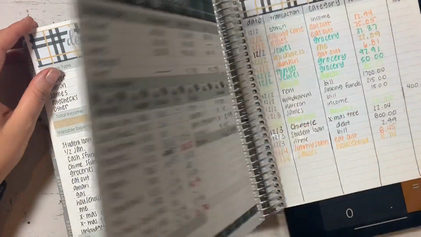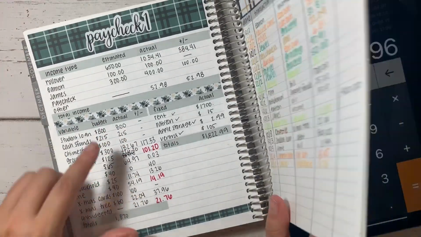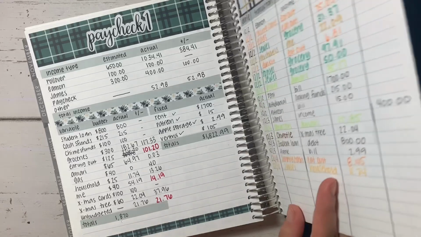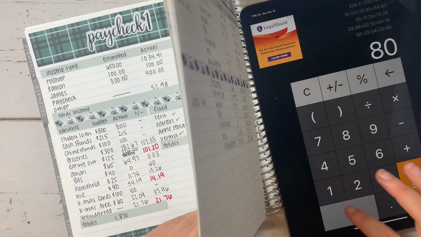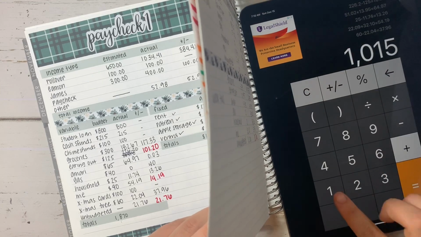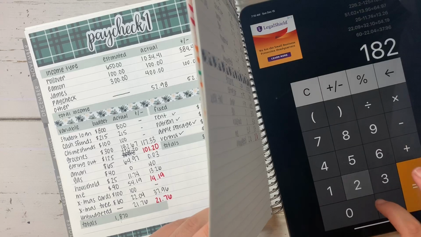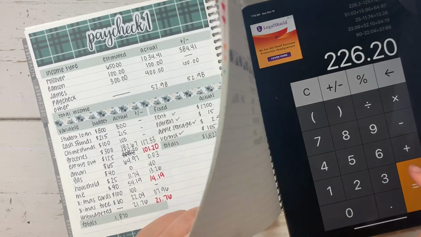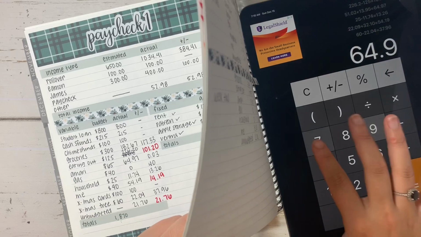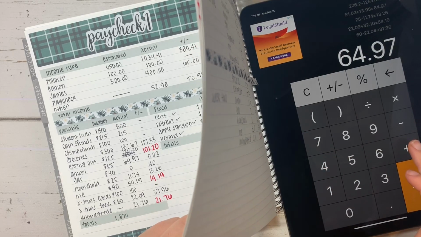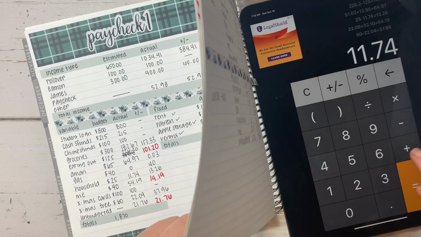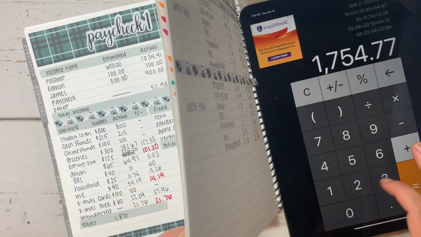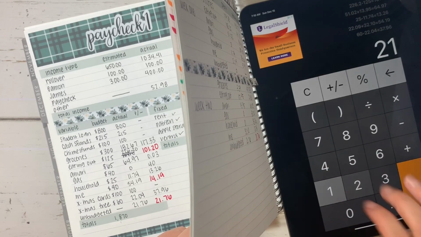Now, I wanna add up my actual category and see how much that totals. I have a total for my budgeted. I would like to see what the actual is, and then how much I was over or under. So when I'm adding it up, we have $800 for student loans, $215 for cash sinking funds, $100 for Chime, $182.67 for groceries, $226.20. That is so bad for eating out. Amari is at $64.97. Gas is $0. Household is $11.74. Myself is $54.19. Christmas cards $100. Christmas tree $22.04. And then unbudgeted is at $21.76.